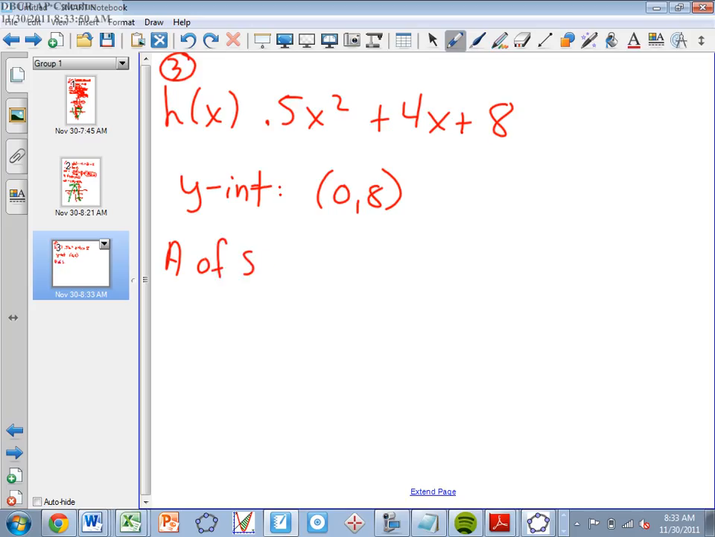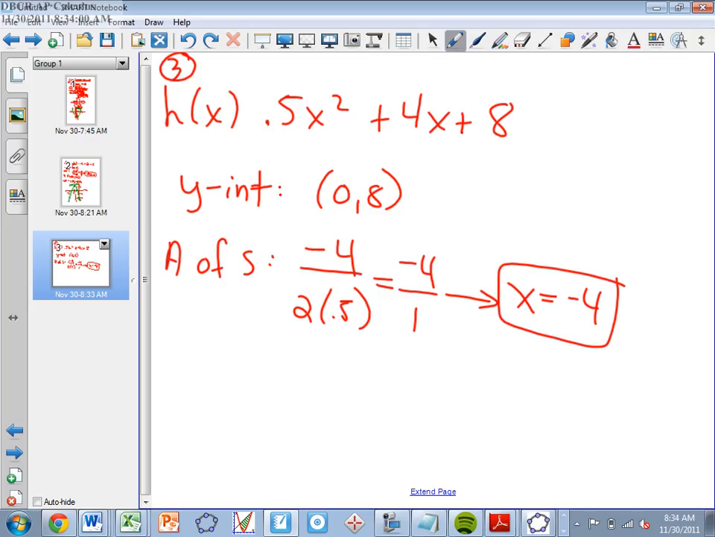The axis of symmetry is negative b over 2a, which results in negative 4 over 1, which tells me it's at x equals negative 4. Okay? Absolutely right. Good job. Again, negative b over 2a. The 2 times the 0.5 results in a 1 in the denominator. Next, the vertex. If I plug a negative 4 into this equation, what do I get for the vertex?